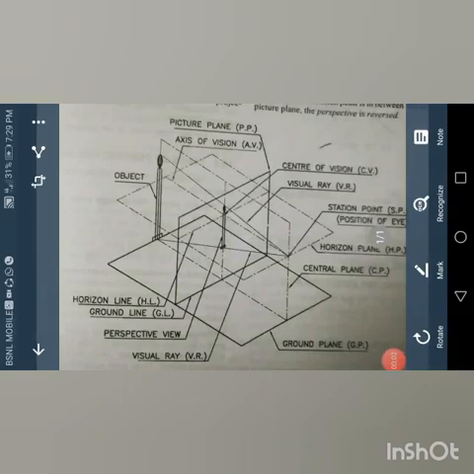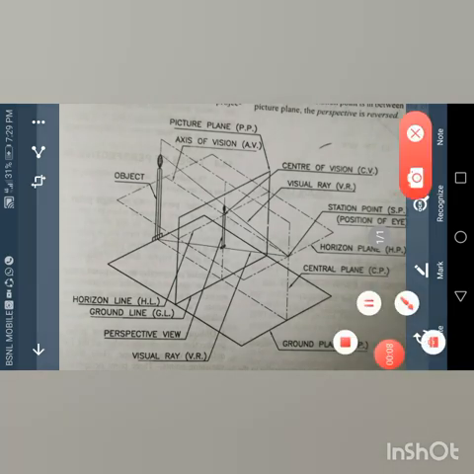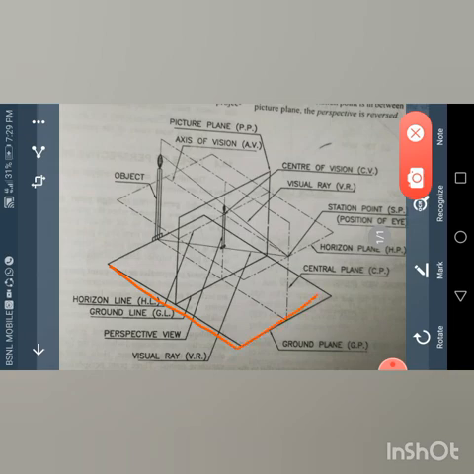So coming to the nomenclature of the system, we have one important plane, that is the ground plane. Ground plane is the plane where the object is placed. Here the object is the candle. This is the candle that is placed on a horizontal plane. So that plane is called the ground plane. Here it is mentioned as ground plane.